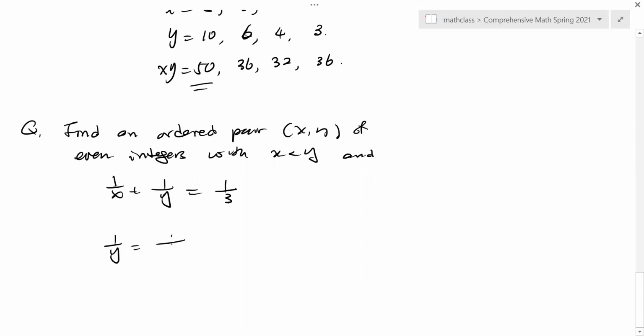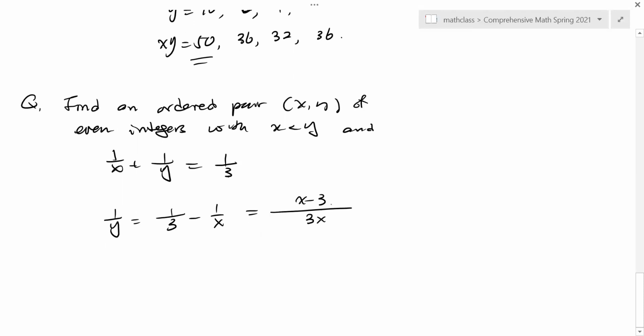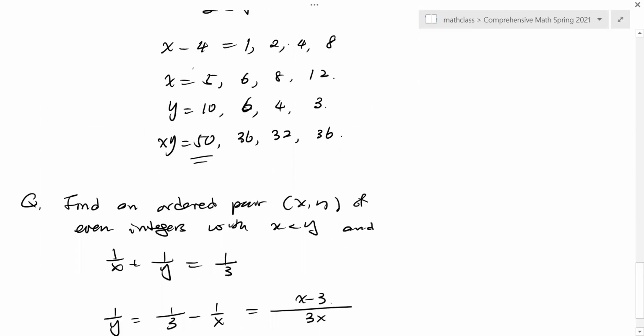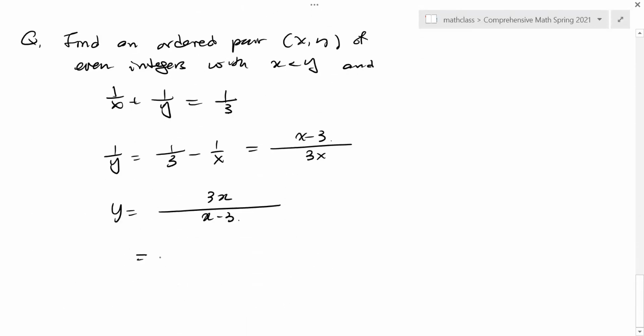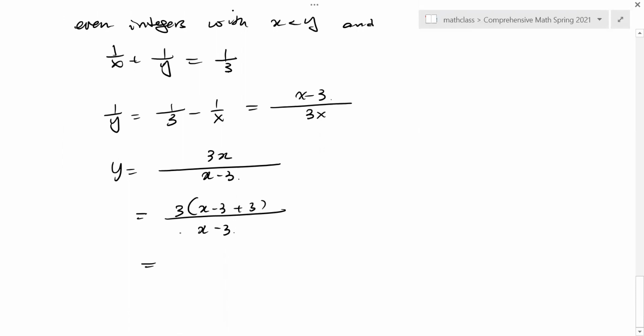1 over y equals 1/3 minus 1 over x. Then you get 3x over 3 times (x minus 3), and then turn it upside down, expressing y in terms of x. And then you get an equation exactly similar to the one we did before. So the trick here is you change it to this form, it looks much better. You get 3 plus 9 over (x minus 3).